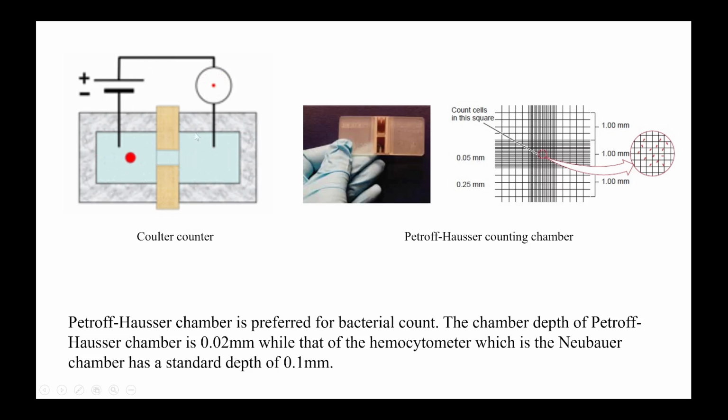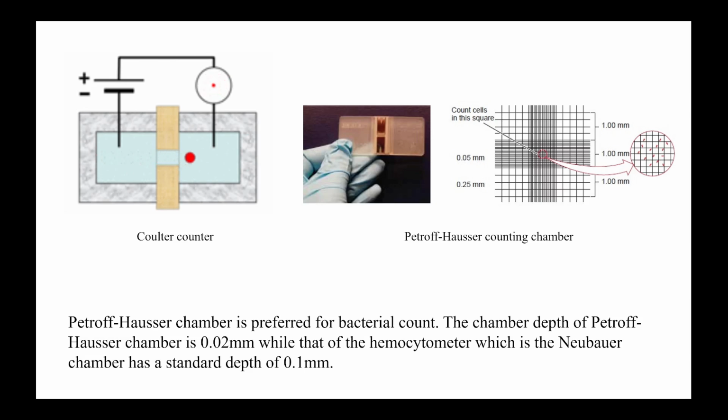interference in the current. So now if the particle is big, the interference will be more. If the particle is small, the interference will be less. So how many times the interference is there, that will give the number of cells. And the intensity, the pulse of the current, will give us the size of the cells. So it can measure both cell number and cell size.